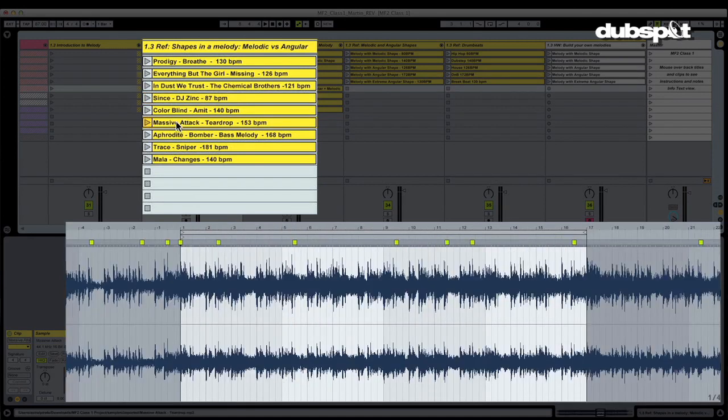Here's a classic from Massive Attack called Teardrop. Let me change the BPM. It says 153. All right, so we're going to listen to this, and we're going to notice that it's employing more leapwise motion than stepwise or skipwise.